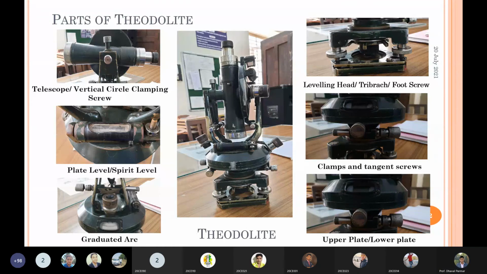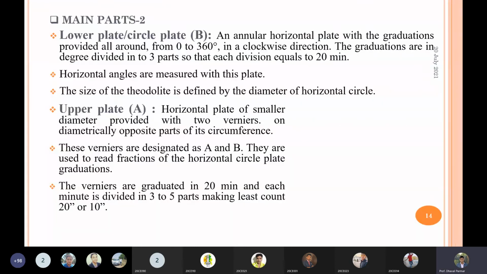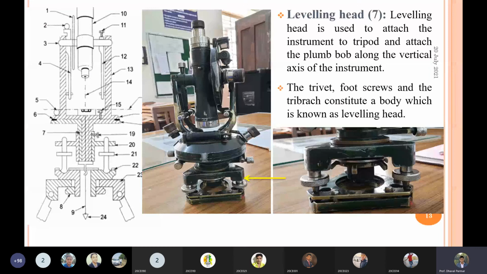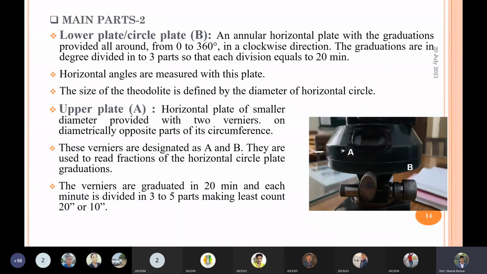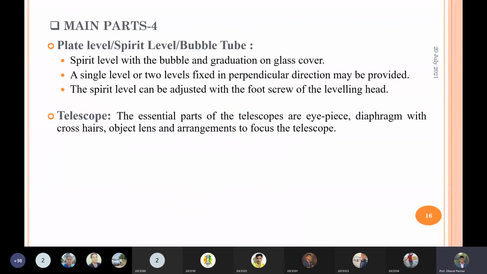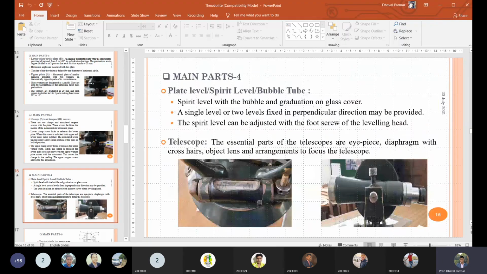So this is today's lecture. In the next lecture, we will discuss every point one by one: the leveling heads, the various plates, upper plates and lower plates, then clamps and tangents and the function of the tangent screw. All these terms we will discuss. Up to now, if you have any question, you can ask.